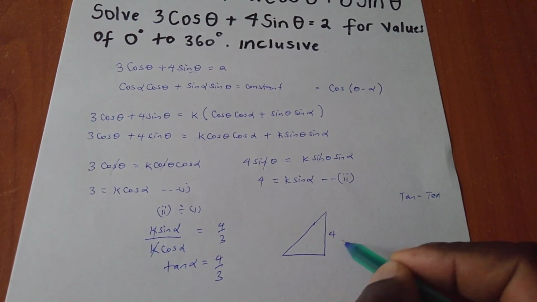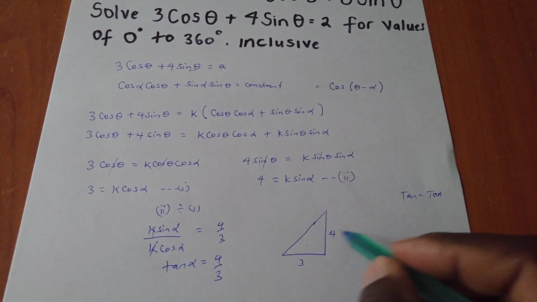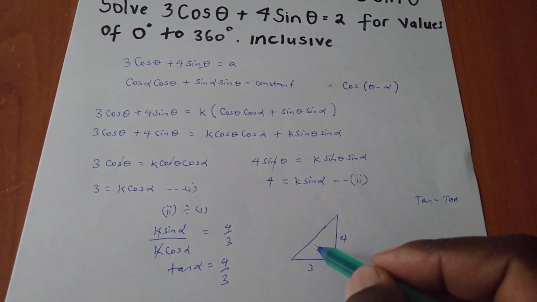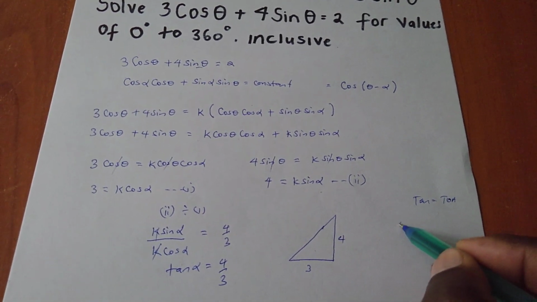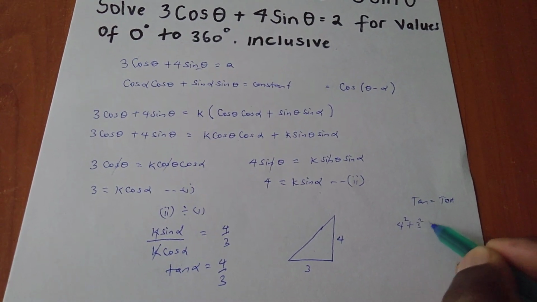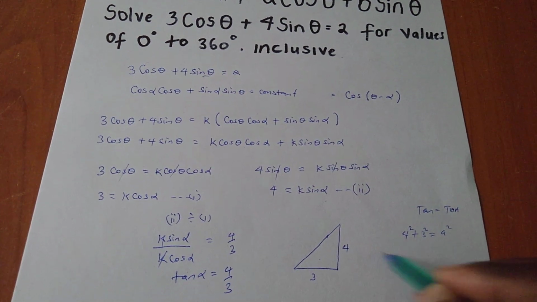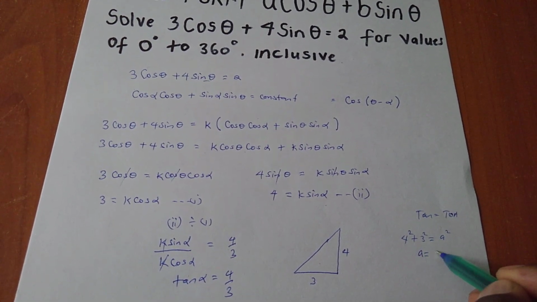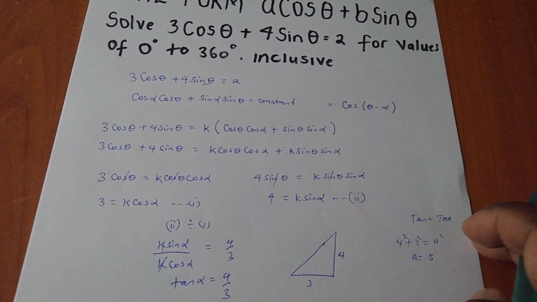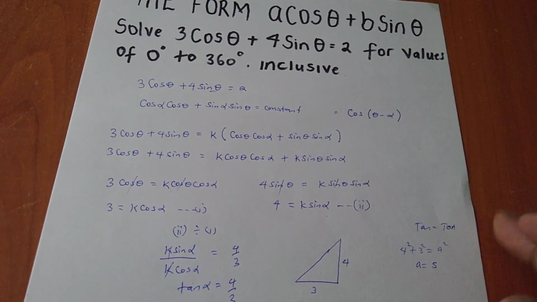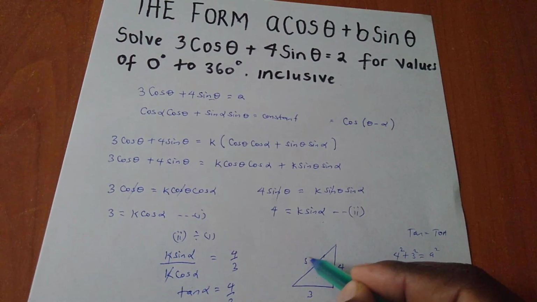So the opposite and adjacent. Using Pythagoras theorem, I won't go into details. It will be 4 squared plus 3 squared equals the hypotenuse, let me call it a squared. If you solve this, you will get a as 5. I don't want to go into much detail; you know how to solve the Pythagoras theorem. So this missing side will be 5.